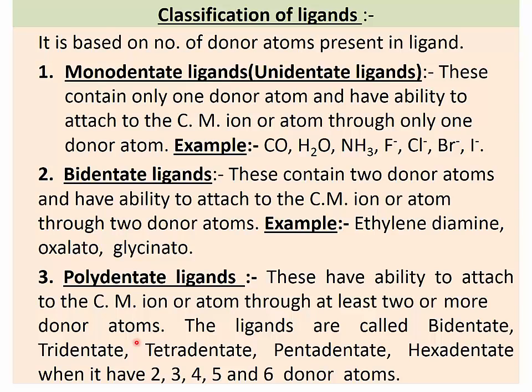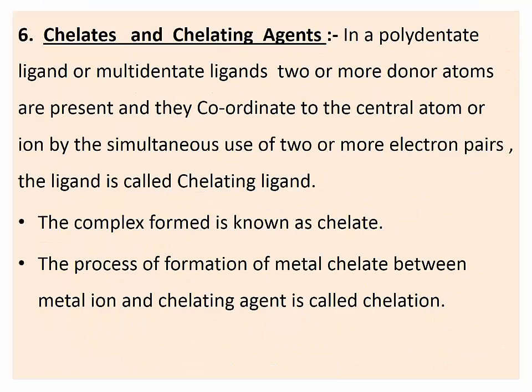When a ligand contains two donor atoms, it is called a bidentate ligand. When it contains three donor atoms, it is called a tridentate ligand. When it contains four donor atoms, it is called tetradentate. When it contains five donor atoms, it is called pentadentate. And when it contains six donor atoms, it is called hexadentate. Okay, so this is about polydentate ligands.